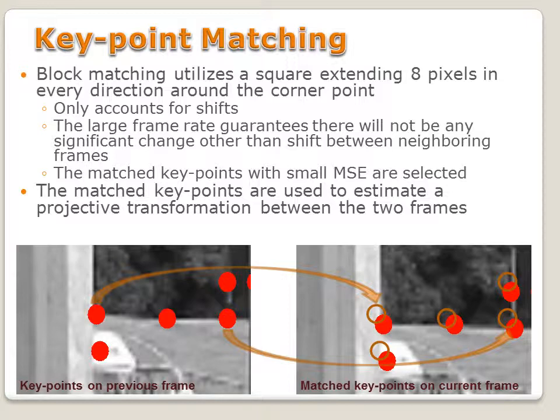In the example, you can see the corner points to be matched in one frame as red discs, the position of these corner points in the next frame as circles, and also as red discs the actual moved corner points that are matched to the previous frame. The matched key points with small mean square error are selected. And these selected key points are used to estimate the projective transformation between the two frames.